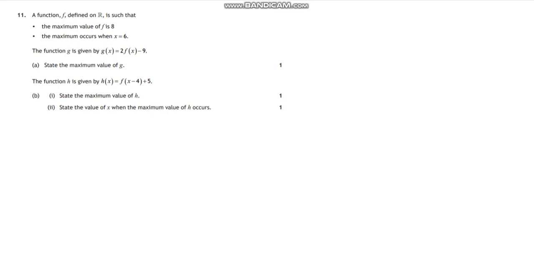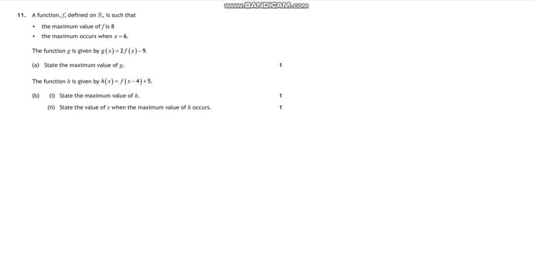Okay, question 11. Looks like a graph question, doesn't it? So let's have a read. We've got a function where the maximum value of f is 8, and that occurs at 6, okay? It's telling us the function g is given by that. State the maximum value of g. Alright, so a little graph question then. So let's have a think.